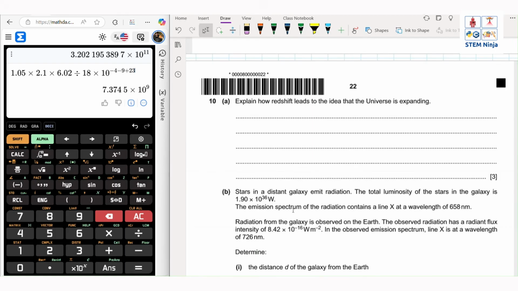Question number 10. Explain how the redshift leads to the idea that the universe is expanding. Again, you can find this answer in the FAQs over here, but let's explain this. So basically, what redshift tells us is this. If there is redshift, that means the object is going away. So, for example, if this is Earth, the object over here, let's say, is a galaxy. So the galaxy is moving away from us. This is what redshift is telling us.